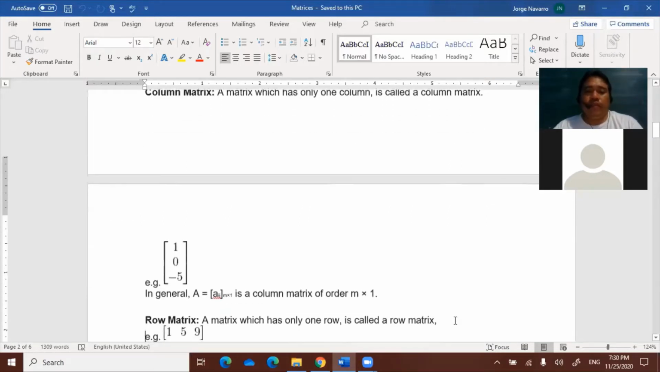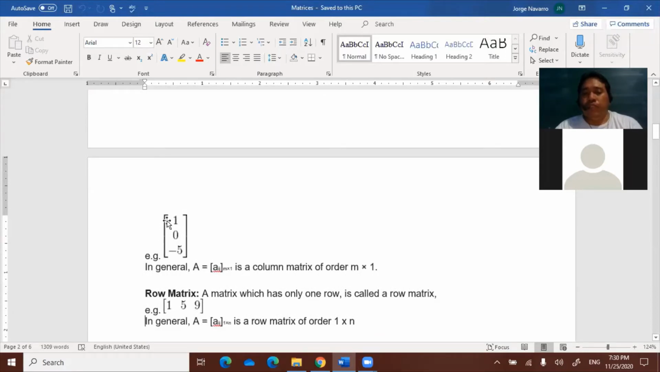Here we have what is called a column matrix. Notice it has 1, 2, 3 rows, but only one column. So in general, this is a column matrix, and the order of that matrix, as I mentioned earlier, is m by 1. So always there is only going to be one column, and remember, columns go vertically down. Suppose I have more than one, then it's not a column matrix. The word column is there because there's only one column.